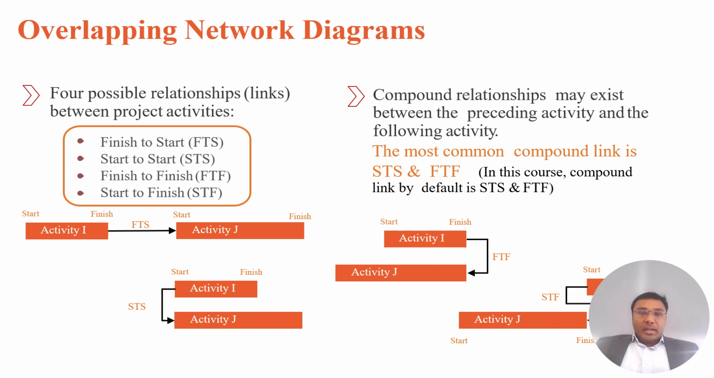In an overlapping network diagram, there are 4 types of precedence relationships. The first one is finish to start. This is the default mode. I think 100% of projects will have this as a default. When an activity finishes, the successor activity starts. The successor activity starts after the predecessor finishes. Successor activities cannot start until the predecessor activity has finished. Activities are in series. This is the most common relationship in project activities.